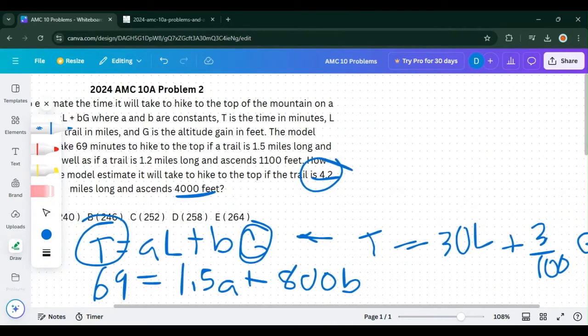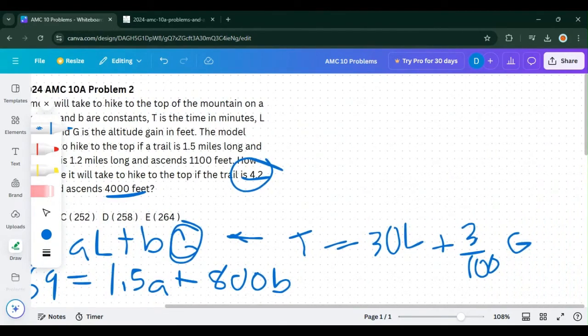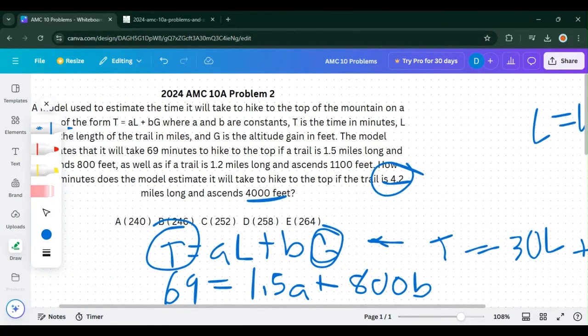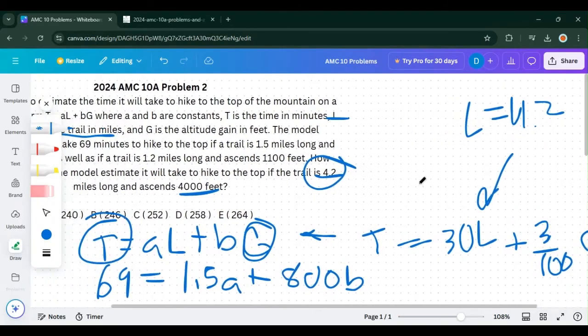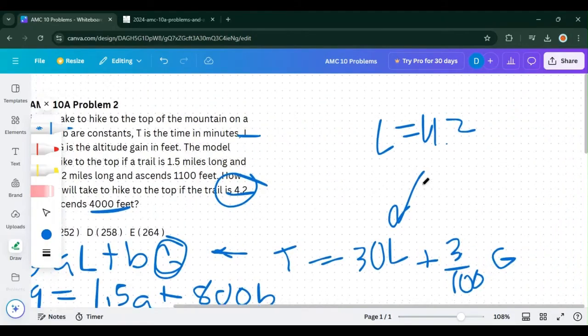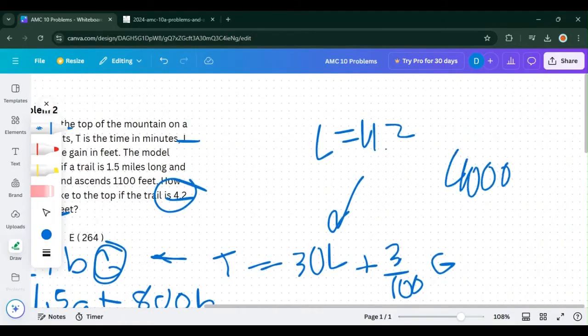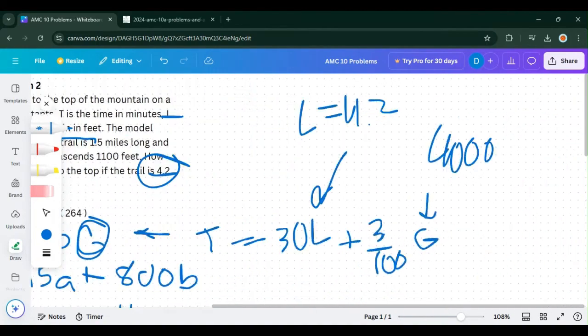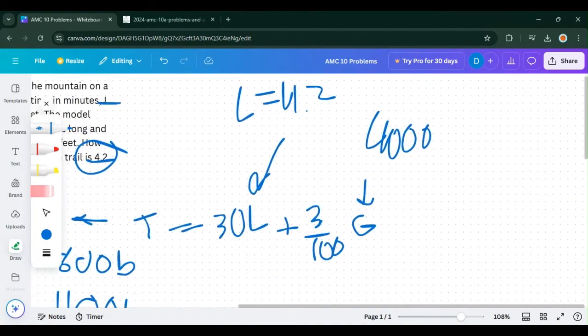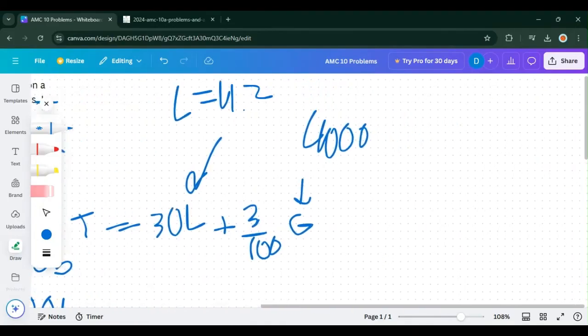So we have 4.2 miles long. 4.2 is L in this instance. L is 4.2. The reason why is because it's 4.2 miles long. As we mentioned before, L is the length of the trail in miles. So we can just plug that in, 4.2 into here, and it ascends 4,000 feet. So if it ascends 4,000 feet, that means G is equal to 4,000 because that's the altitude gain in feet, and we have that.